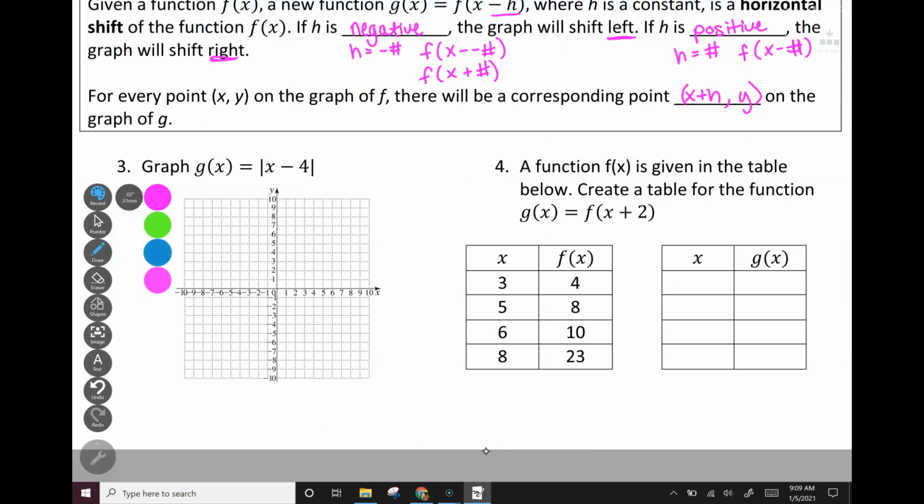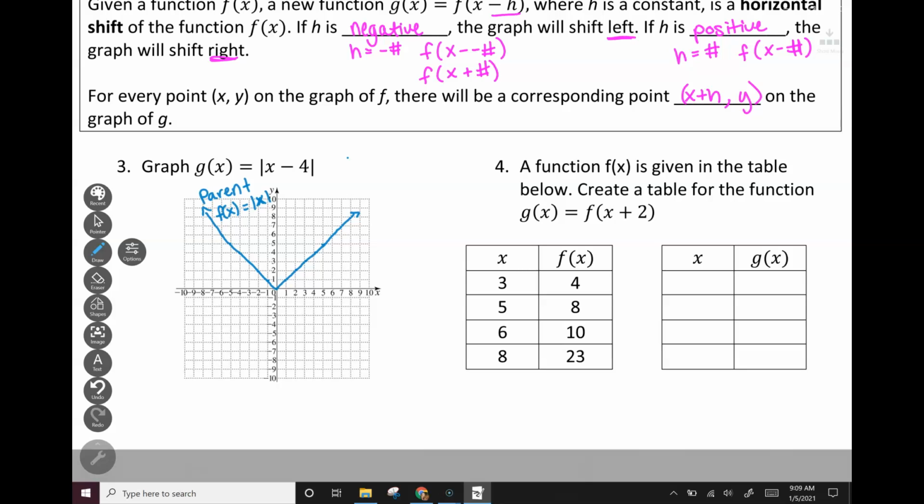Let's look at some examples. So again, we're looking at absolute values. Let me graph the parent function. It starts at 0, 0, has a slope of 1 on the right side and a slope of negative 1 on the left side. All right, that's the parent. Remember, the parent function is just the function before any transformations have occurred.